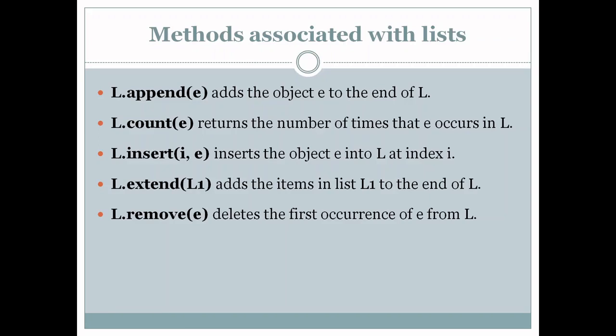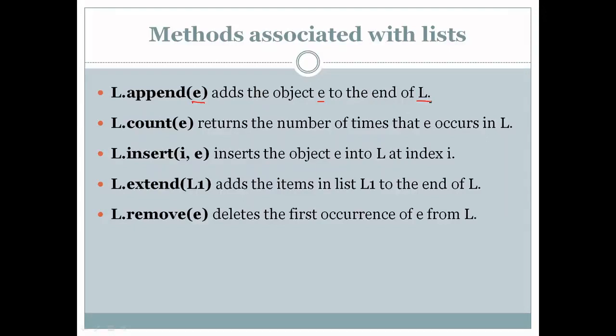So let's look at the methods which are associated with list. Okay, starting with the first method here. The first method is L dot append, and we are passing one argument to this, E. What this method does, adds the object E to the end of L.